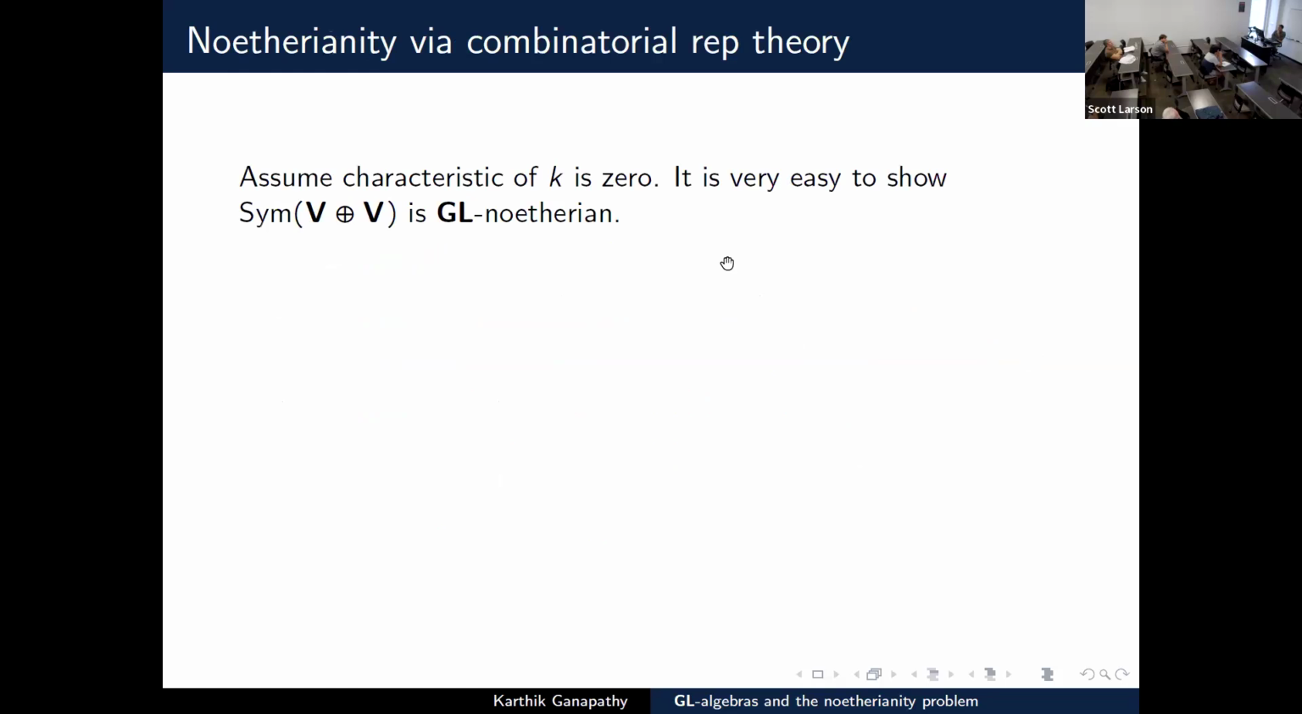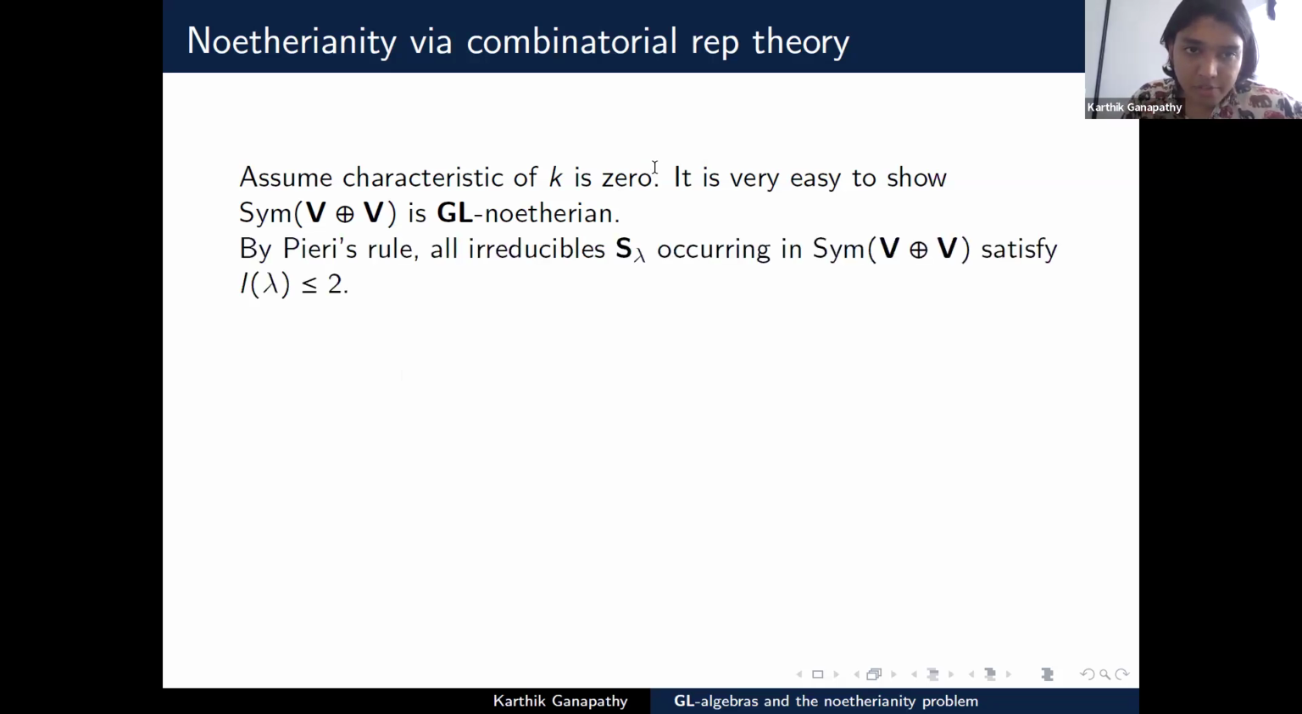But let me just explain how combinatorial representation theory makes the Noetherian problem fairly easy. So I will show that Sym V direct sum V is GL-noetherian in characteristic 0. The first observation is that by Pieri's rule, all irreducibles S_lambda occurring in Sym V tensor V satisfy the condition that they have at most 2 rows, because Sym of V direct sum V is the same as Sym V tensor Sym V. So you're essentially just taking tensor products of 2 symmetric powers, and then you can use Pieri's rule to see that they can have at most 2 rows.